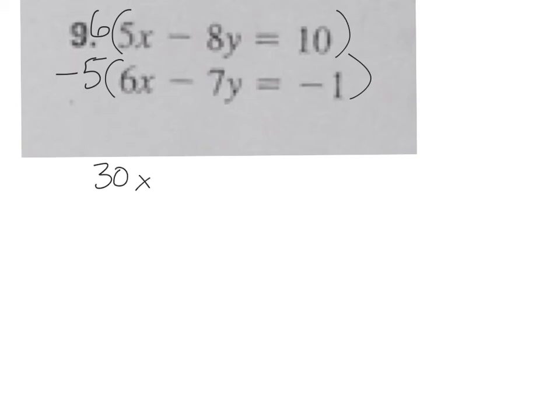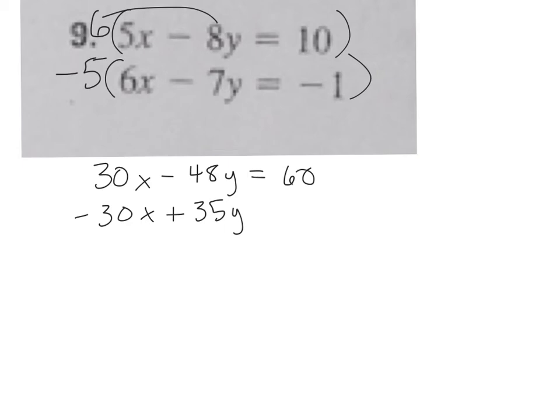I'm doing the top now. 6 times -8 would be -48y. And 6 times 10 would be 60. On the bottom, negative 5 times 6 would be negative 30x. Negative 5 times a negative 7 would be a positive 35y. And negative 5 times a negative 1 would be a positive 5.